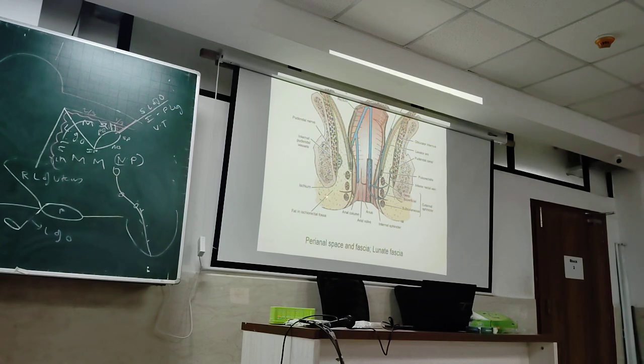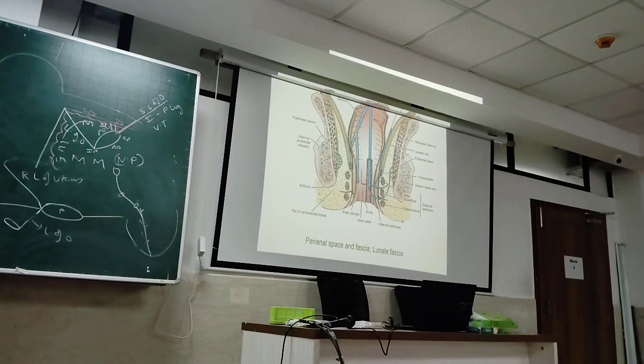This perianal fat is a dense fat. So when the stools are large and hard, the passage of stools will be painful, because the perianal fat is a dense fat. Deeper to the perianal fat, this fat is a loose fat, the ischiorectal fat or ischioanal fat.